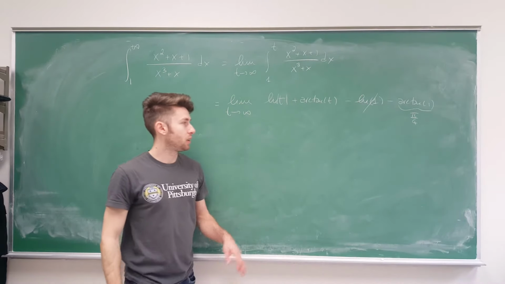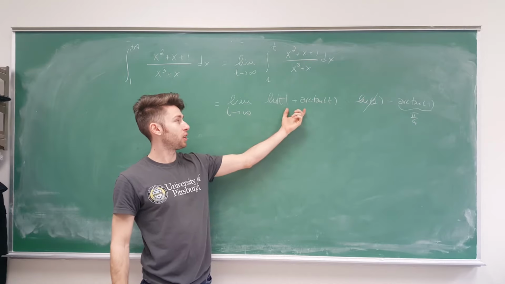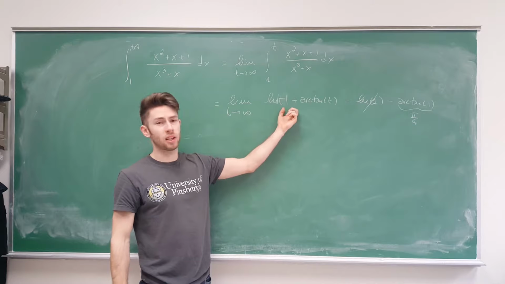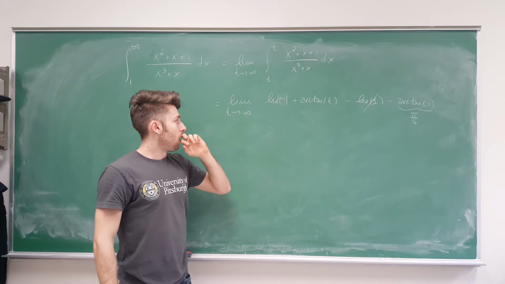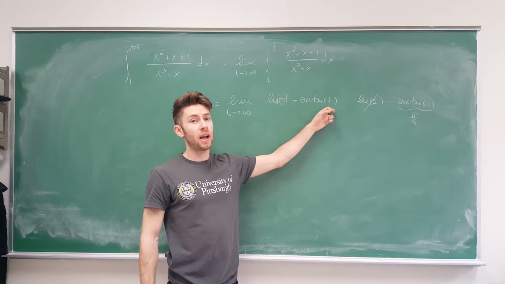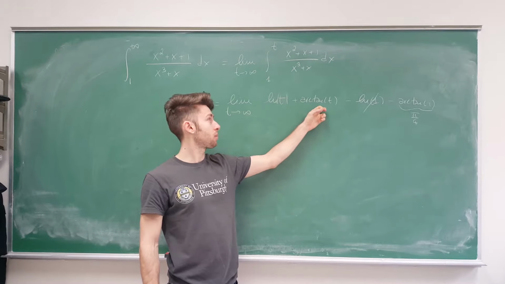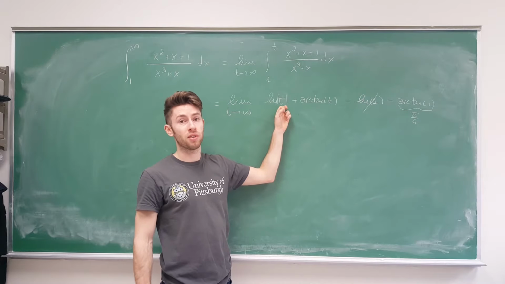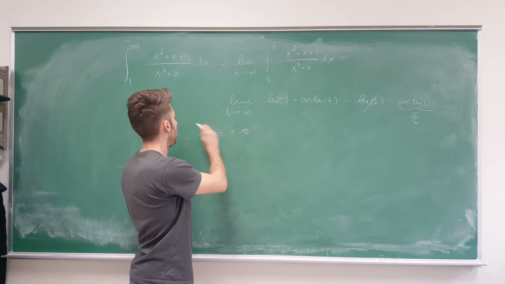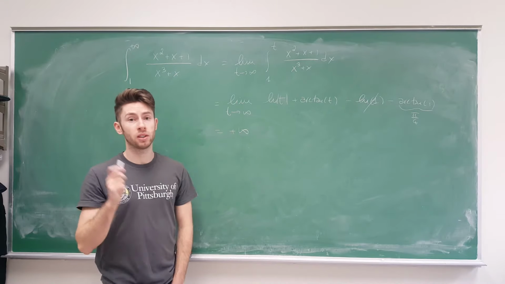But those terms do not depend on t, so the limit is actually here. We need to remember the limits of these elementary functions. So arctangent has a horizontal asymptote, so it approaches pi over 2 when t goes to infinity, but the logarithm approaches infinity. So this limit is positive infinity, meaning our improper integral is divergent.